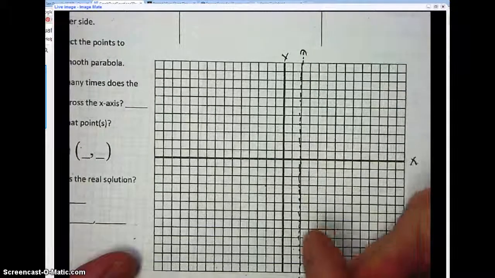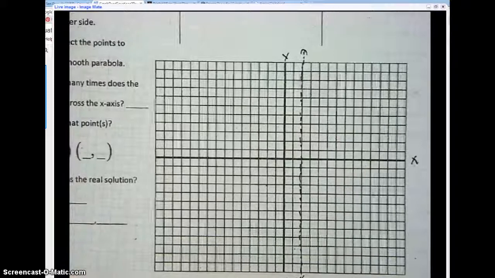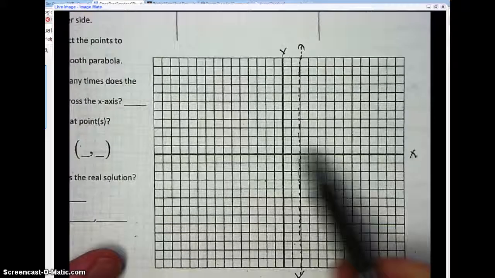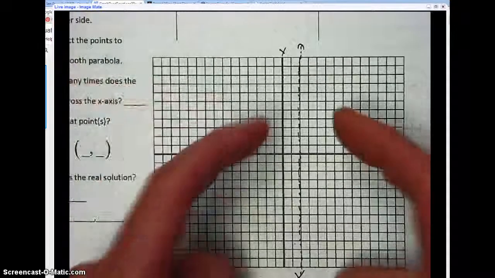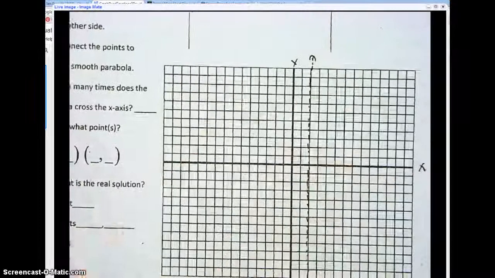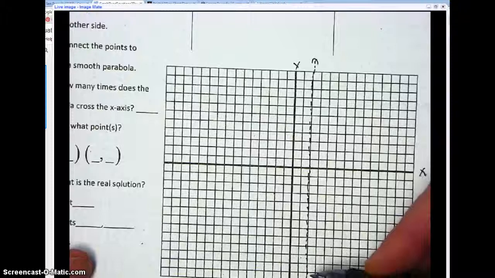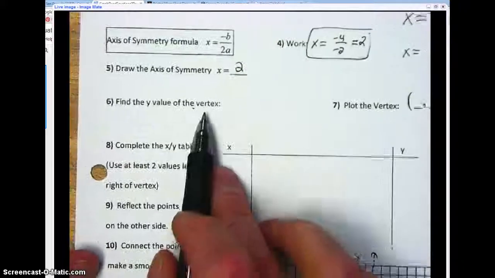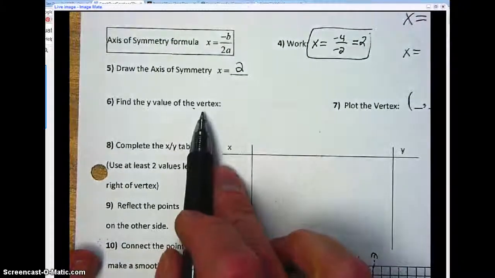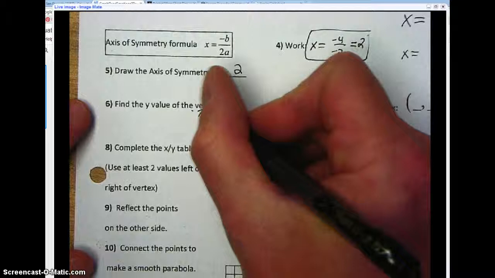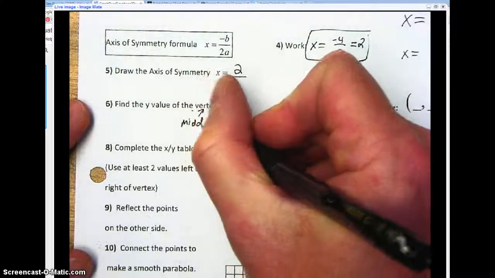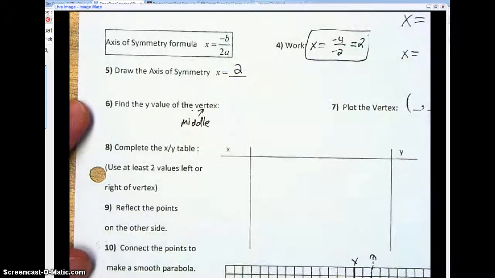Why is it dotted? Because we're not actually graphing a line. We're just using it as a reference. This is going to be the middle of our parabola. This is going to be the middle of our frown. But now we don't know where along this line it's located. We just know that it's the middle. Okay? So now the vertex is the middle of your parabola. This is the middle of the parabola. This is the middle. Okay?